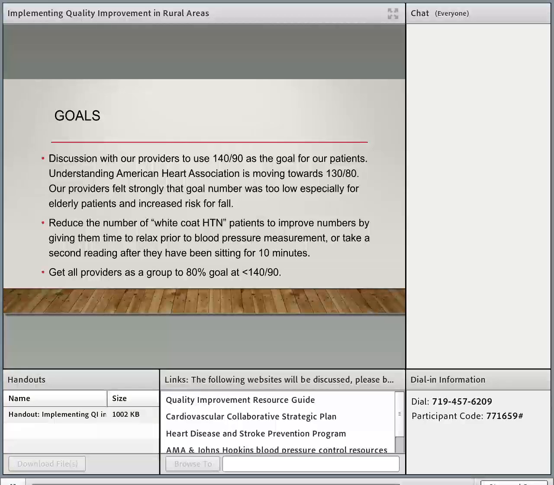Reduce the number of patients with white coat hypertension to improve our numbers by giving them time to relax prior to taking that blood pressure measurement. Or sometimes taking a second reading after they've been sitting for about 10 minutes, or later on in their appointment time. So our goal is to get all providers in our group to an 80% goal of less than 140/90.